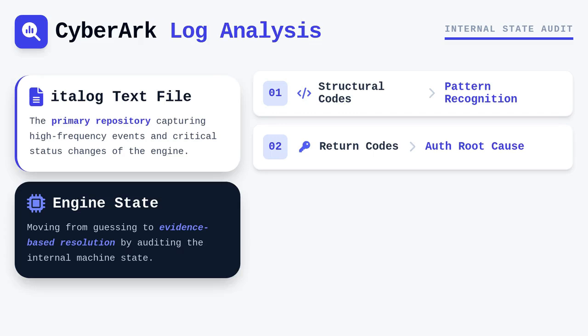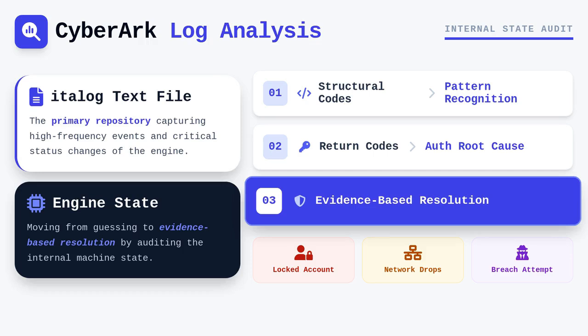If you encounter an authorization failure, the log will often provide a specific return code that acts as a signifier for the underlying authentication mechanism that rejected the request. These identifiers allow an administrator to distinguish between a malformed request, a locked target account, or a genuine breach attempt. By mastering the cadence and syntax of these records, you move away from guessing and toward a structured, evidence-based approach to resolution.